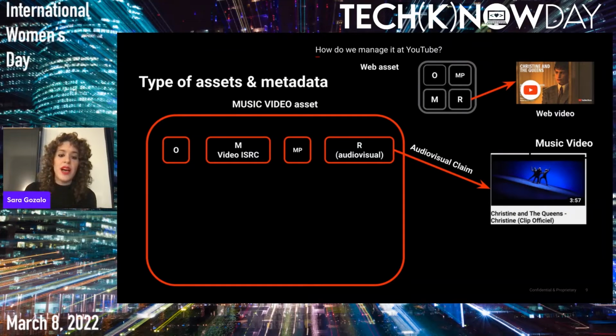So first, we have the music video assets. And these identify the audiovisual kind of content. So, like any other asset, it has the ownership, it has the metadata. And in this case, it will have the video ISRC, that is the identifier for that music video. It will have also a match policy and the reference, and in this case, it will be an audiovisual file, so a video file. And this will be, for example, when we have Christine and the Queens' music video, this will be the kind of asset.